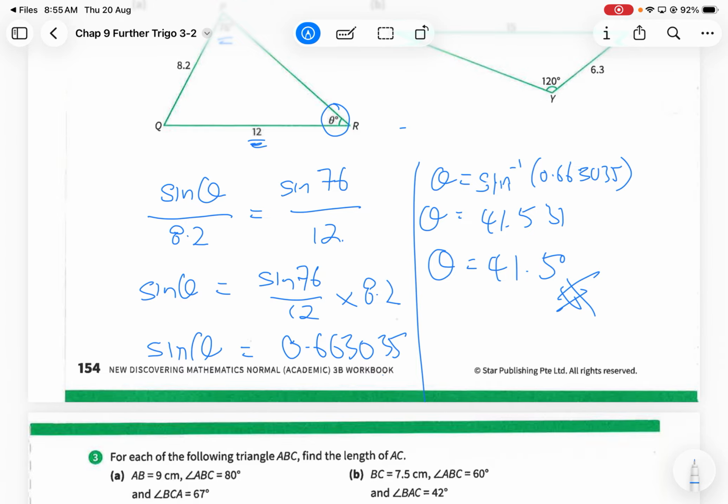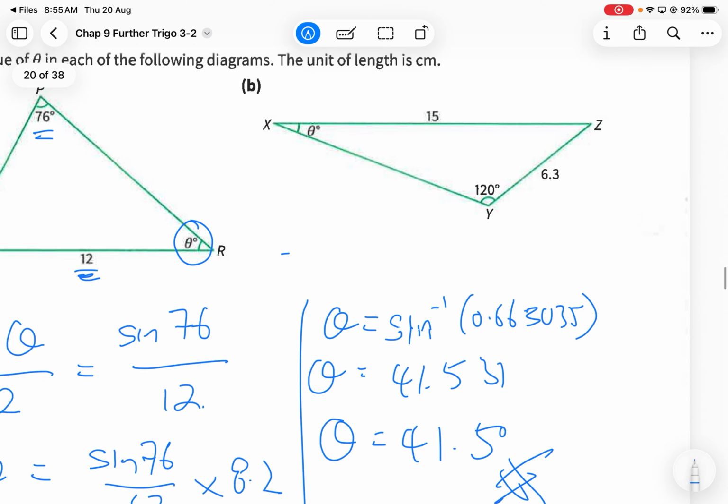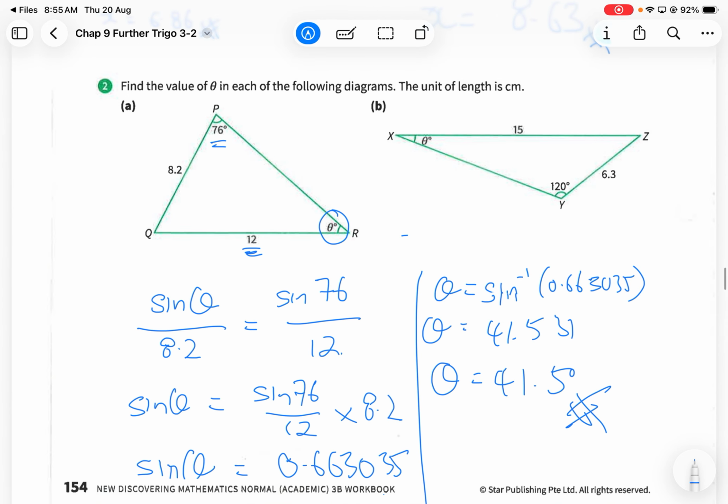Okay, try part D. Same. Identify, do you have a known pair? You have a known pair, then use your known pair to help you find the unknown.